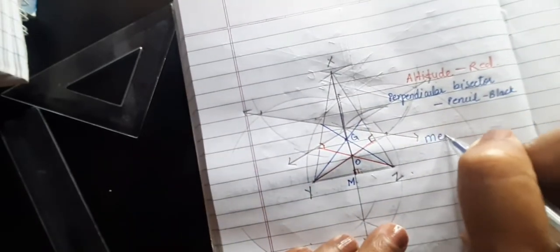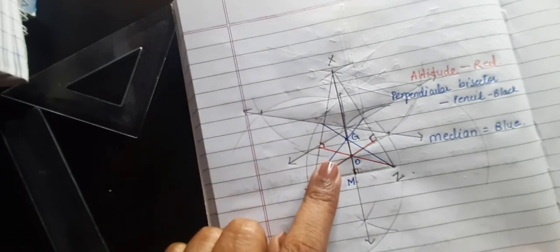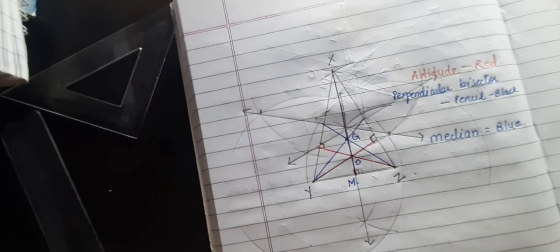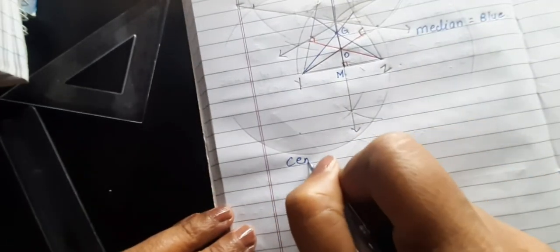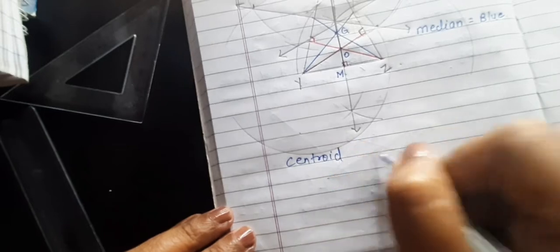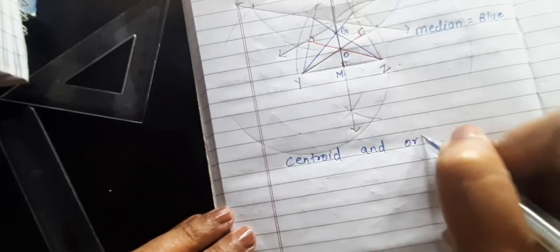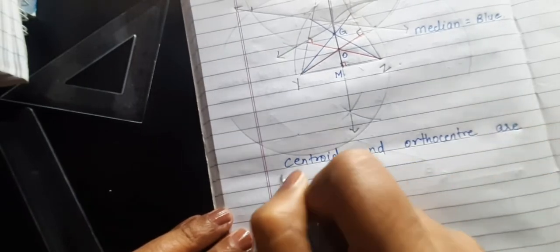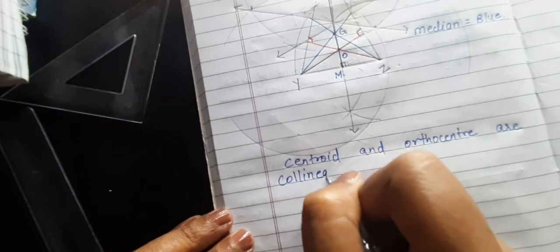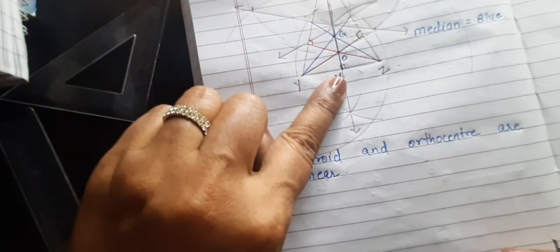So the median is drawn in blue. Now you have drawn the median, you have drawn the altitudes. Altitude in red, median in blue. What do you observe? That the centroid and orthocenter are collinear. Collinear means what? They lie on the same line.